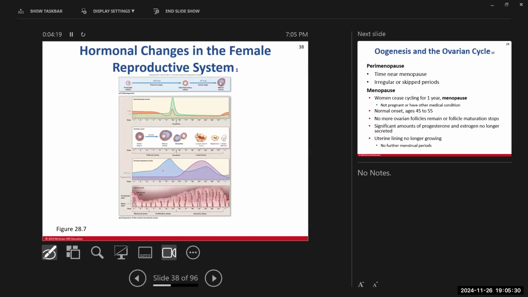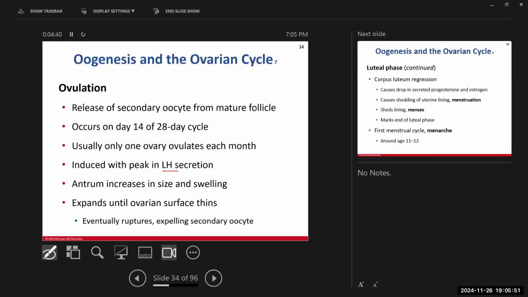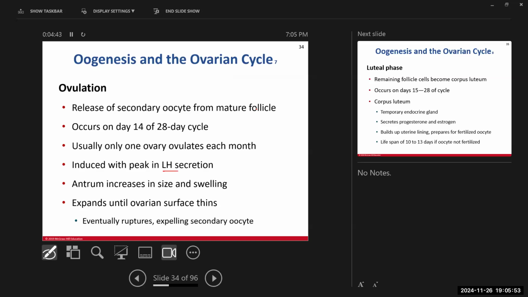There it is. If you look on the graph on that picture, the green is the luteinizing hormone. You can see that represents the ovulation period, and it just shoots up. That LH surge is going to stimulate ovulation. That's going to cause the mature follicle to release the secondary oocyte, and the oocyte's going to make its way down the fallopian tube.